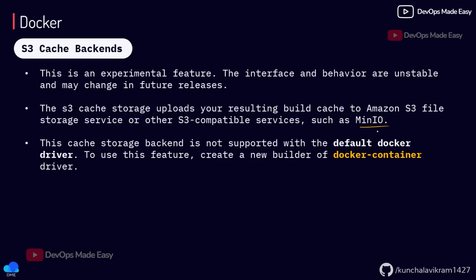Got it? And by default, whatever Docker driver that we have, right? So when we install Docker Desktop, we know that it gets installed with a default Docker driver. That is the BuildKit embedded into the Docker daemon itself. So that driver doesn't support this S3 cache backend. So you need to use a different driver called docker-container.